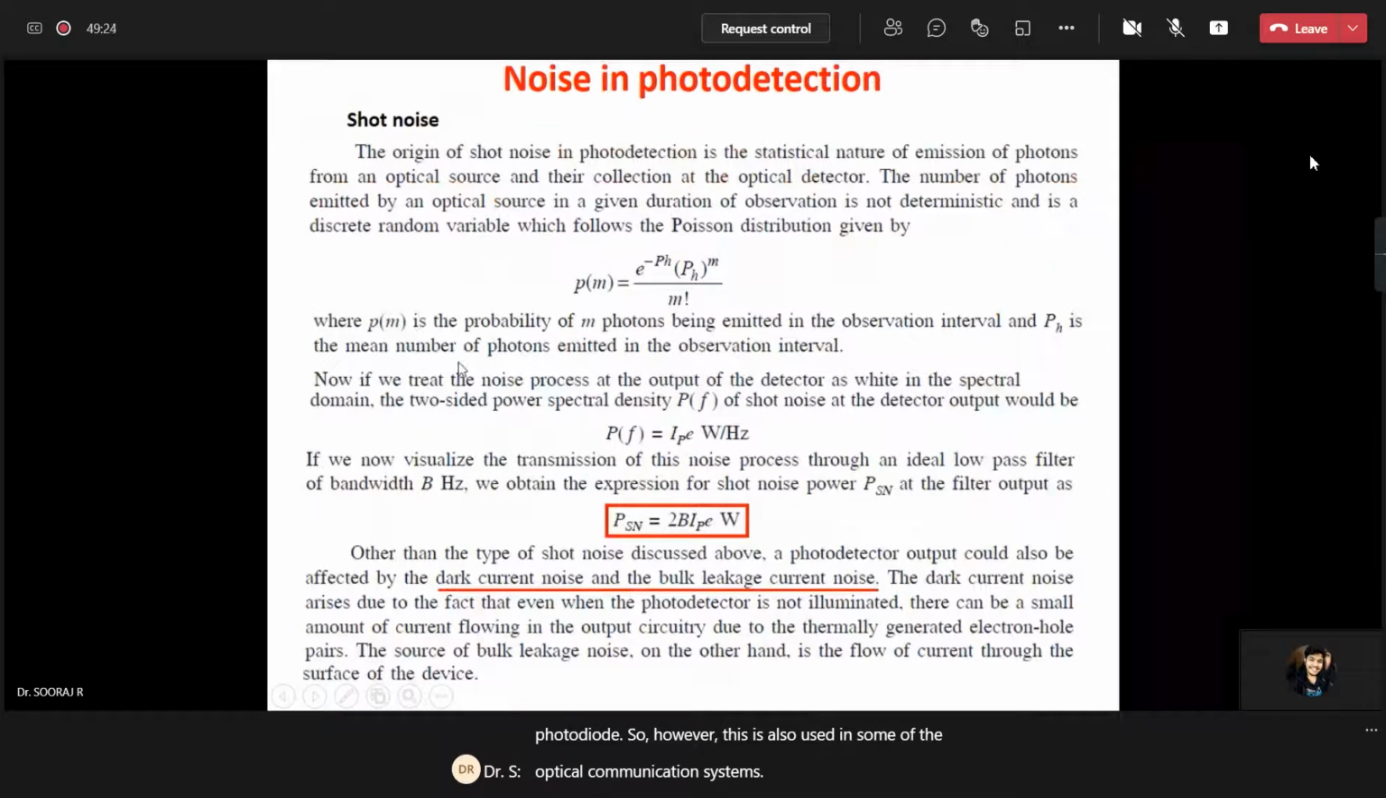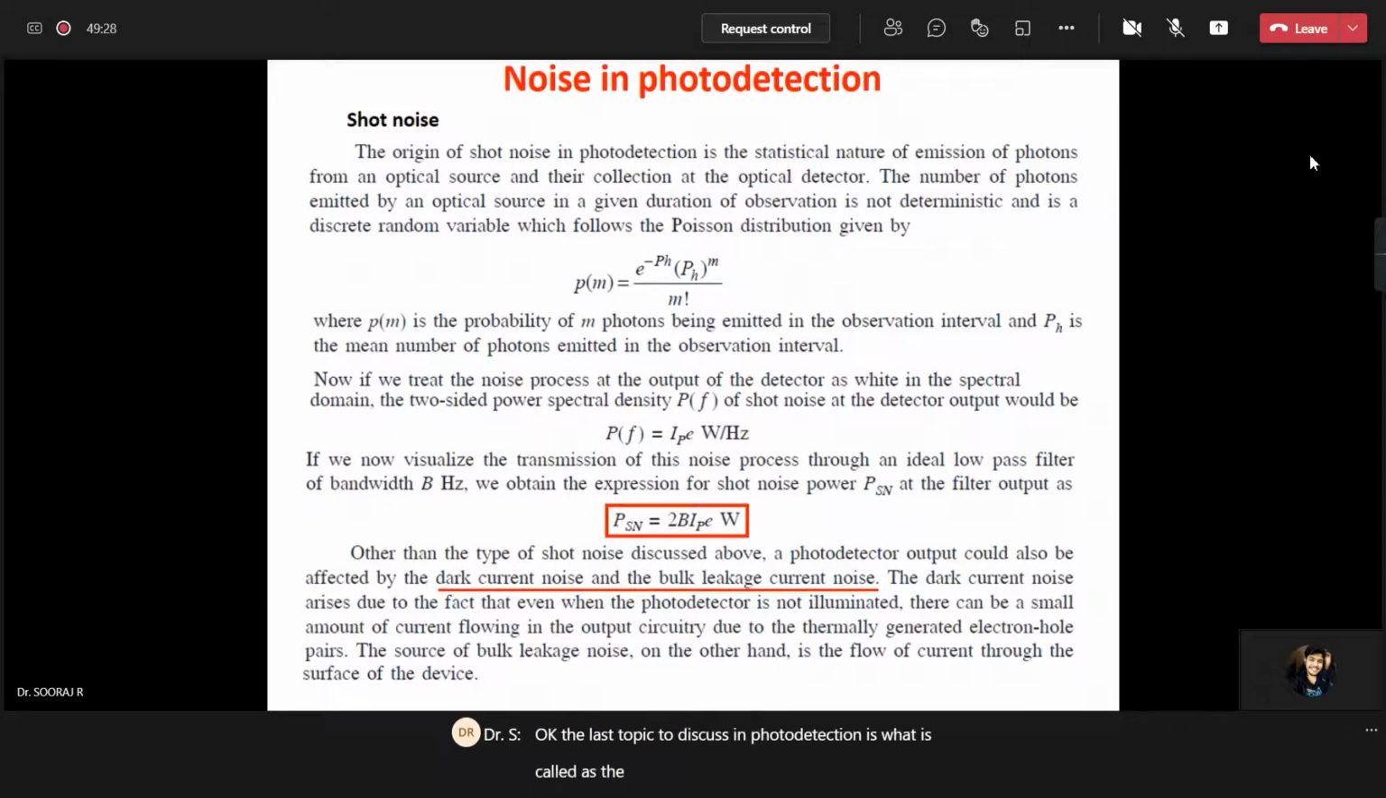Okay, the last topic to discuss in photodetection is what is called the noise in photodetectors. So we studied about one noise. Sir, can we combine this metal-semiconductor-metal photodiode with an avalanche photodiode?